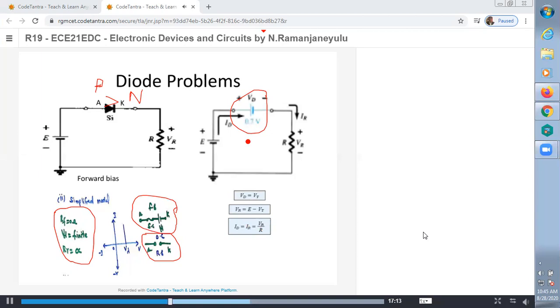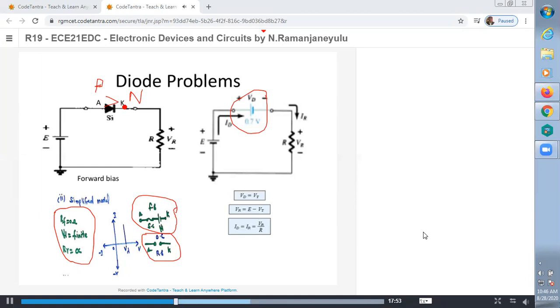These problems are single loop problems. Once again, the procedure is, first of all, identify the status of the diode, whether the diode is in forward bias or in reverse bias. Remember that one, correct? What is the condition for forward bias? A greater than K, that is, P greater than N. Then only we can say that the diode is in forward bias, or otherwise the diode is in reverse bias. Like that, we first find out the diode status.